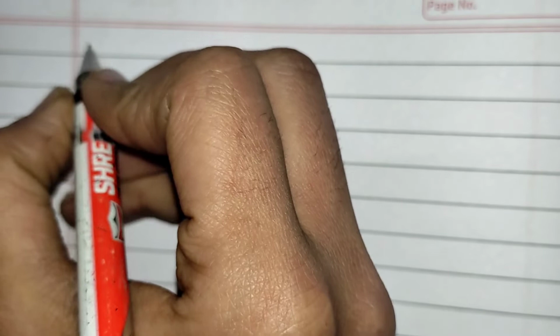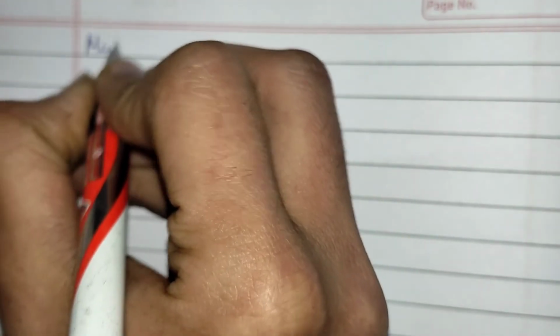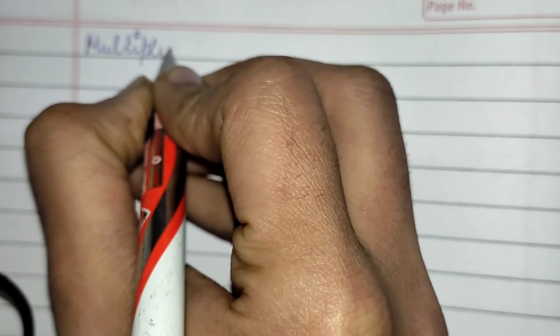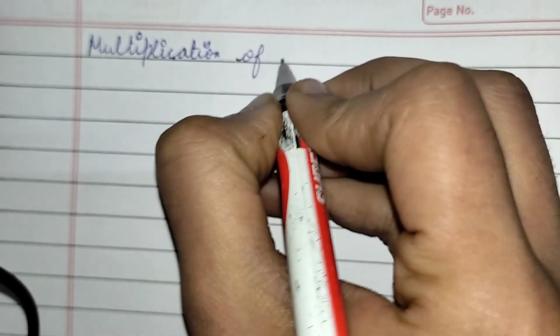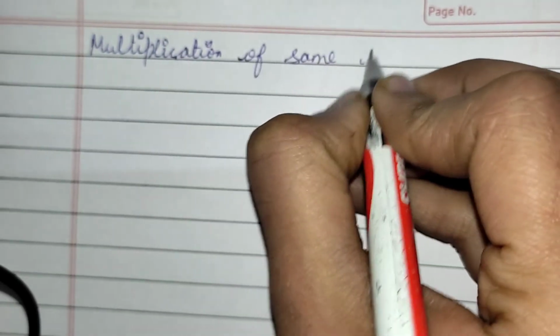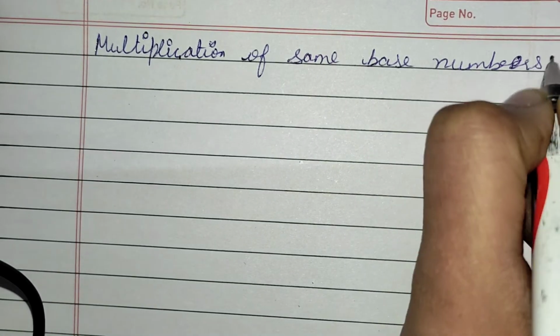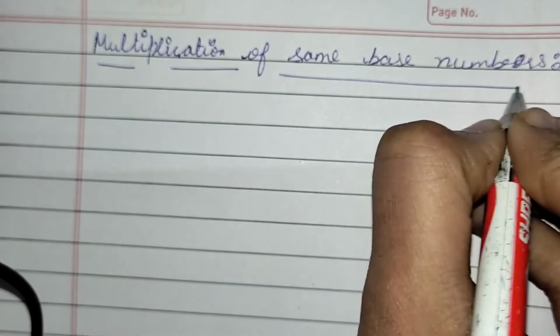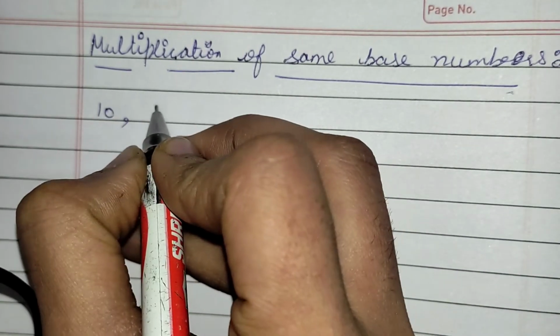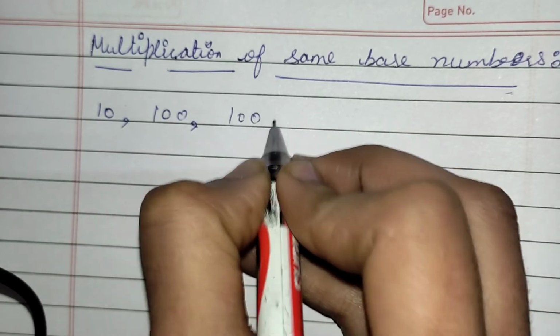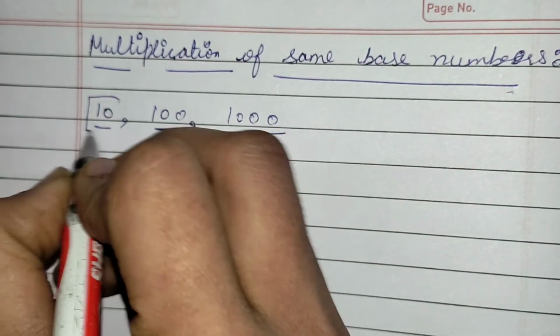Let's start today's topic, which is to do multiplication of numbers within 5 seconds. We will first learn the multiplication for those numbers which have the same base. Same base means what? Multiplication of same base numbers. Same base numbers means numbers which are near to similar terms like 10, 100 or 1000. This will be called the base.